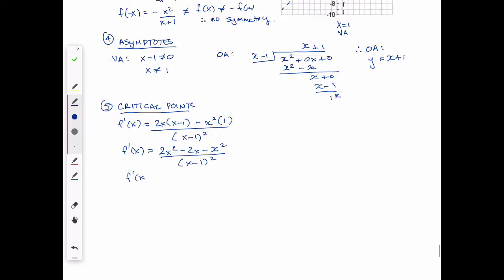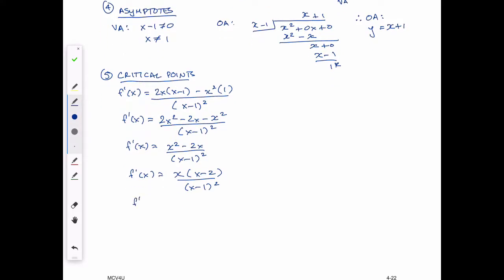Simplify a little bit more, and we're going to get x squared minus 2x all over x minus 1 squared. And simplify a little bit more on a factor. We know that f prime of x is equal to 0 when x is equal to 0. Or I might show the calculation: 0 is equal to x minus 2, or in this case here, x is equal to 0, and here x is equal to 2. Clean that up for you.